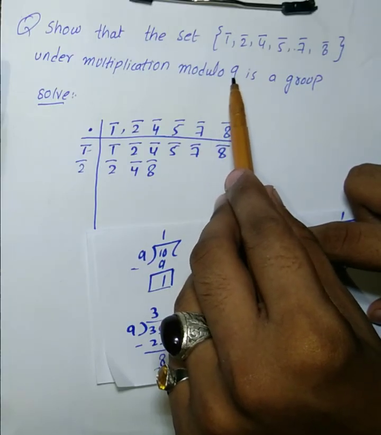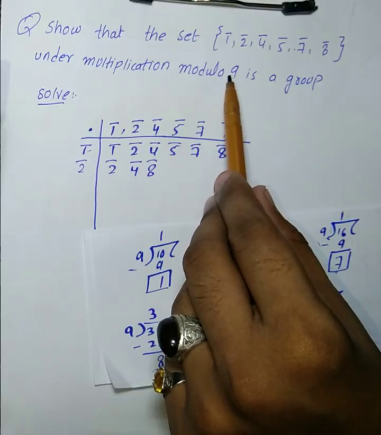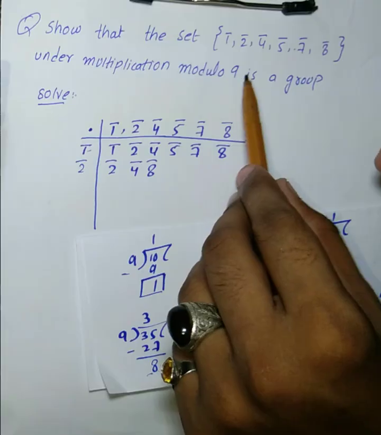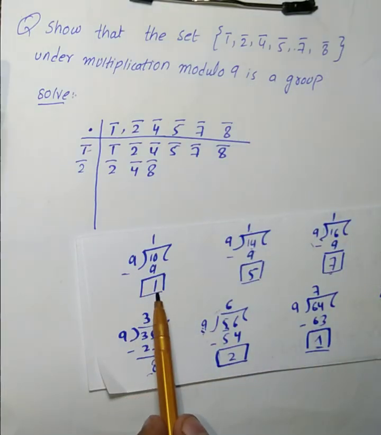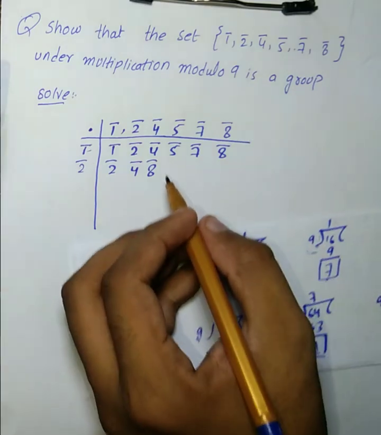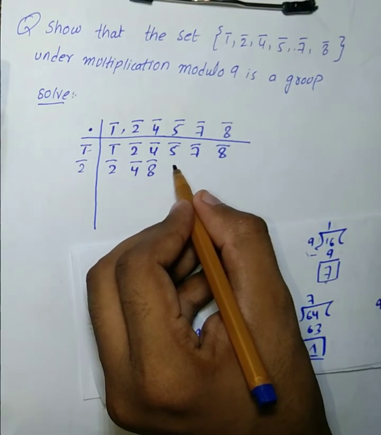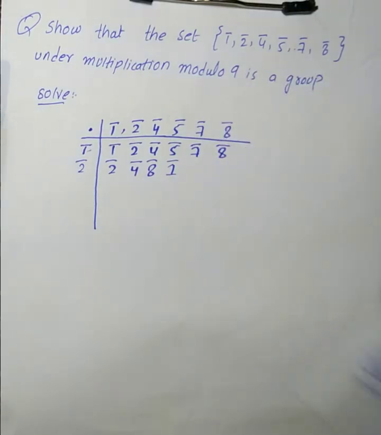The number given in the question is 9. The 9 is the divisor, and we divide by it. The remainder is the answer, and it is less than 9. The answer is 1, and the remainder is 1. It is very easy with this method.